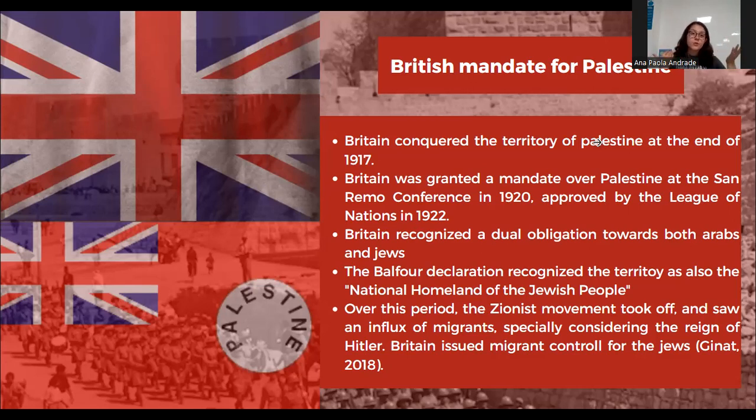So Britain had to recognize that they had to attend to two very different peoples, the Arab Muslims and the Jewish. The Balfour Declaration recognized the territory as also a national homeland of the Jewish people. This Balfour Declaration was issued and signed by Great Britain. Over this period, the Zionist movement was on the rise, and it saw an influx of migrants, especially taking into consideration what came after World War I, which was the rise of Hitler and the persecution of Jews throughout all of Europe. So while that was starting to happen, a lot of Jews were trying to migrate to this territory.